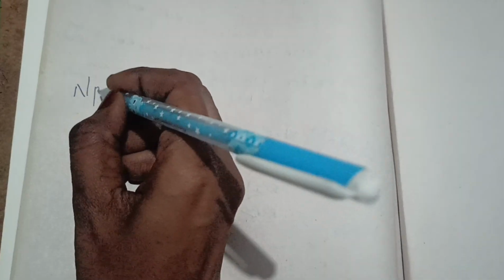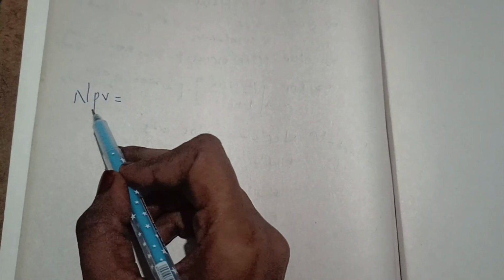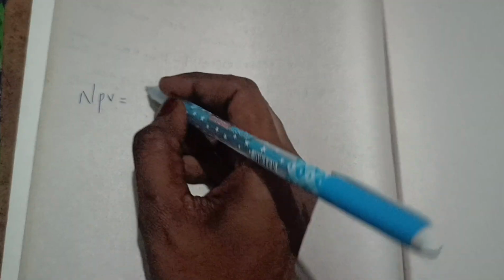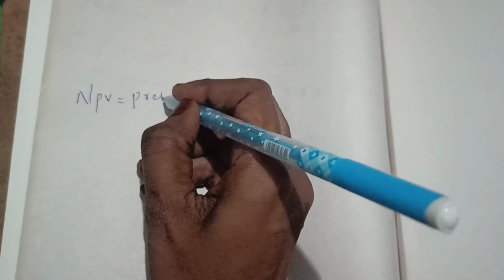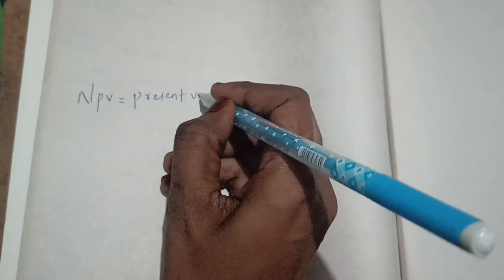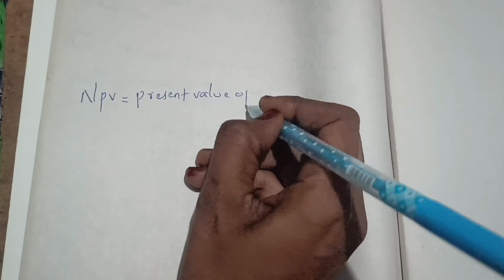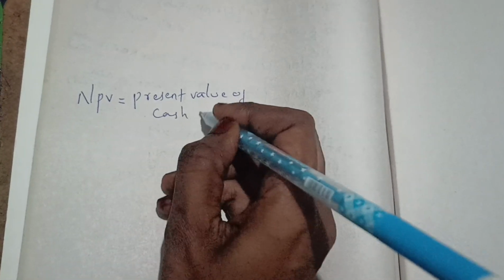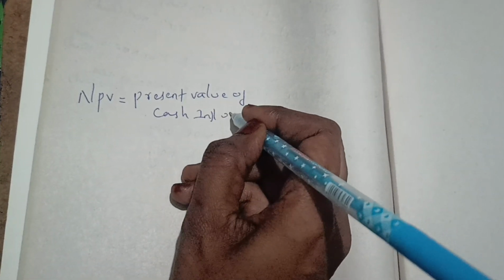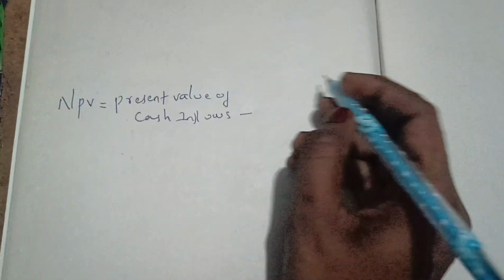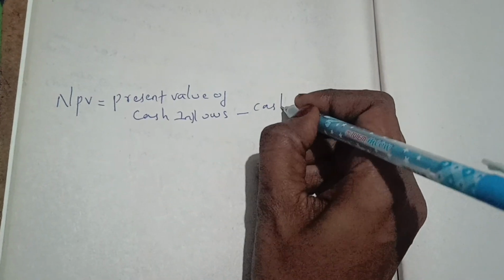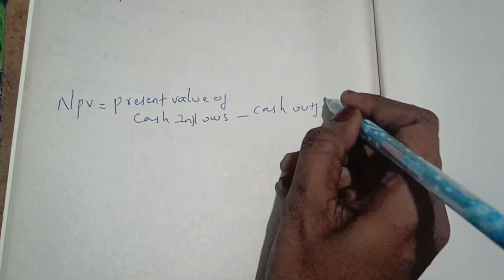First of all, before proceeding with the illustration, I want you to understand this. NPV stands for net present value. What is the formula to find net present value? Present value of cash inflows minus cash outflows.